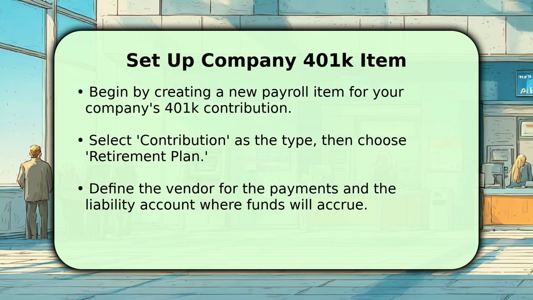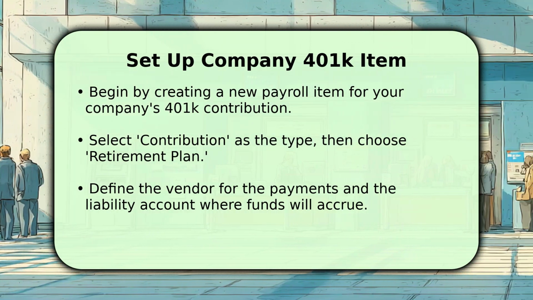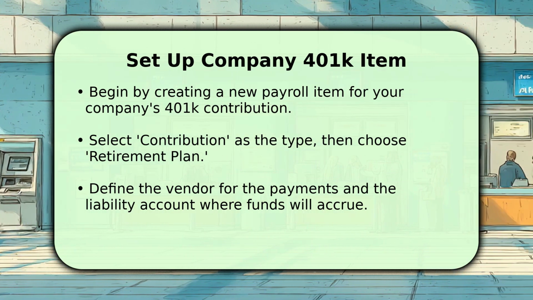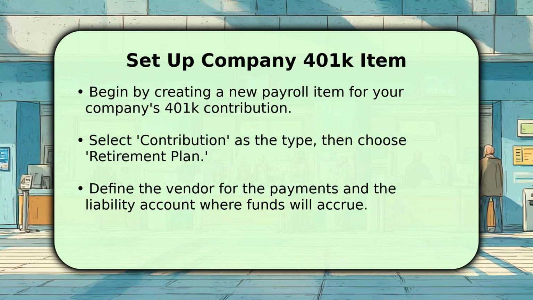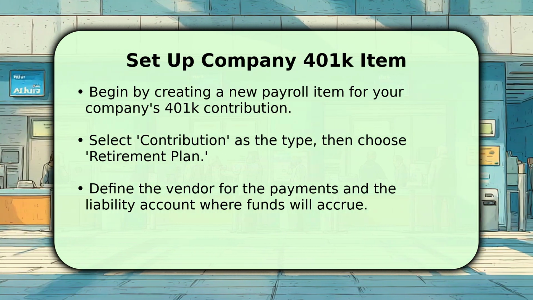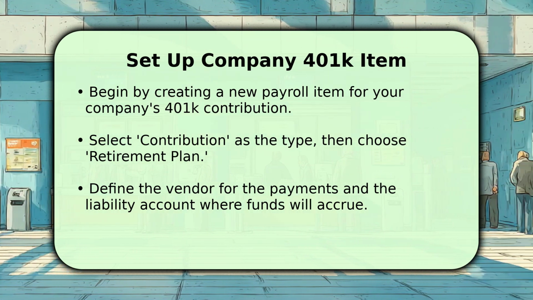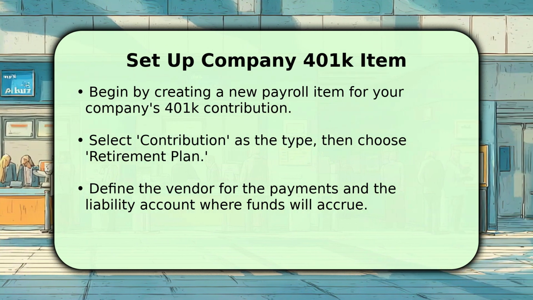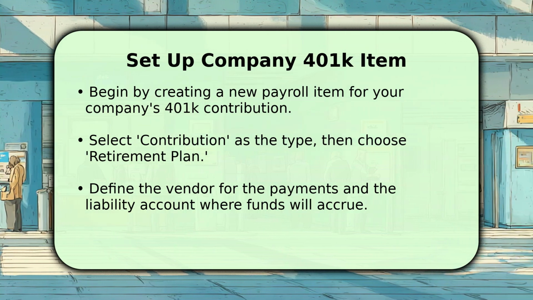First, let's set up the company's portion of the 401k contribution. You'll go to the payroll item list, then select New. Choose Custom Setup and then Contribution, specifying it as a retirement plan. Be sure to link it to the correct vendor, which is your 401k provider, and the appropriate liability account where these contributions will accumulate. This ensures your company's matching funds are tracked properly.